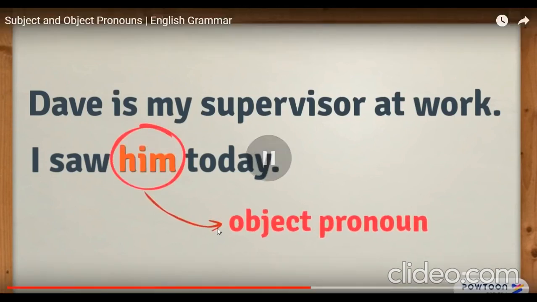Him object pronoun. Look at the sentence. I subject pronoun. So verb، وهذا irregular past form اللي هو فعل ماضي irregular. هم اجت مكان الأوبجكت، فبدل ما أعيد I saw David today I replace it with him. I saw him.